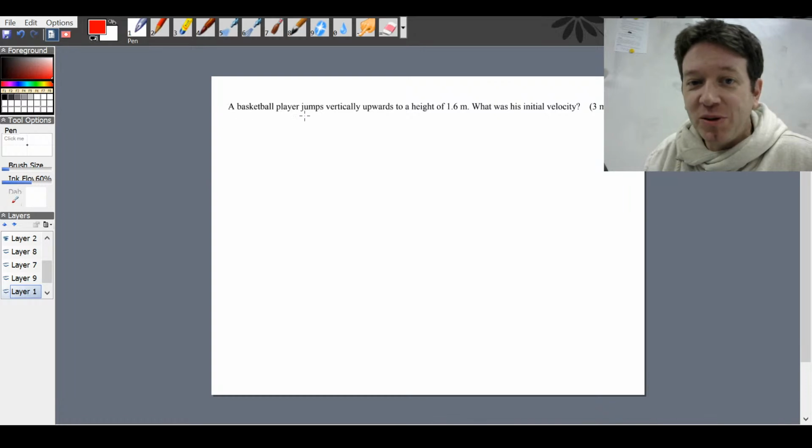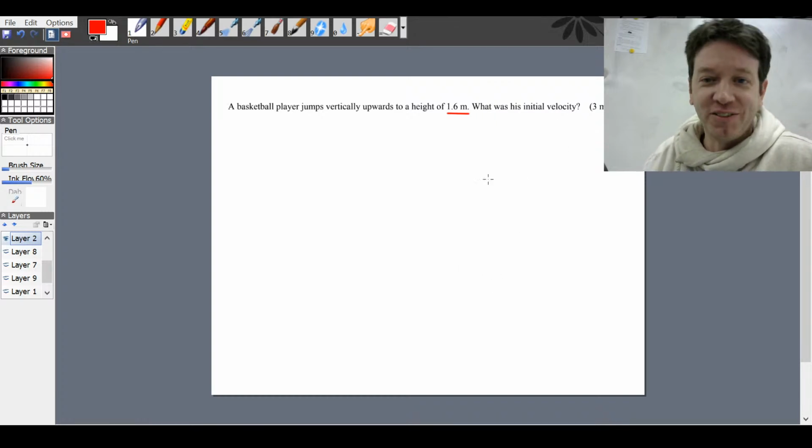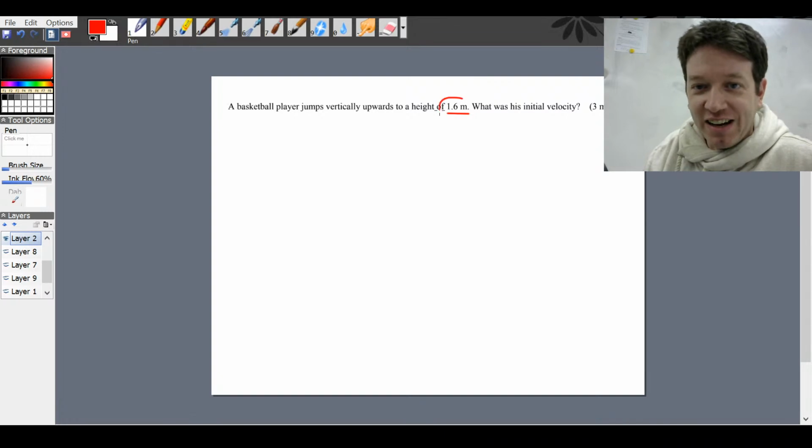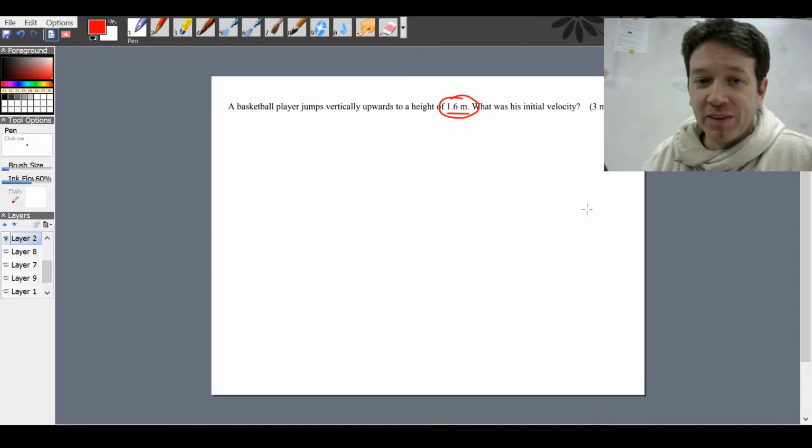Here we have a basketball player jumps vertically upwards to a height of 1.6 meters. What was his initial velocity? Now students usually find this confusing because I usually say, I don't have enough information. They only tell me the height. Well, let's go over it.